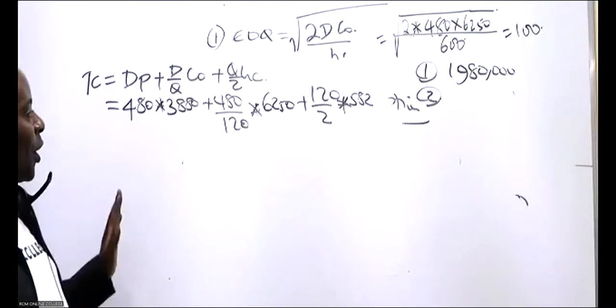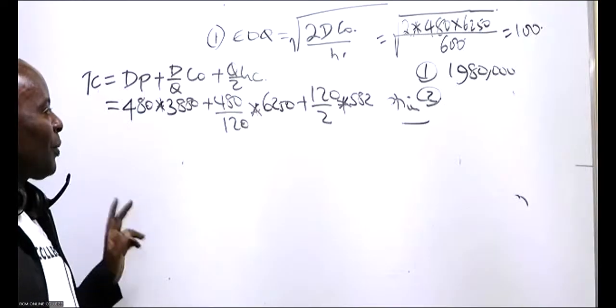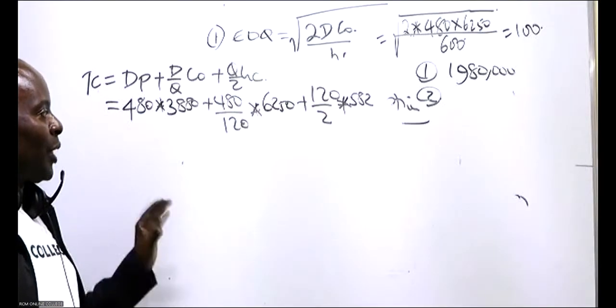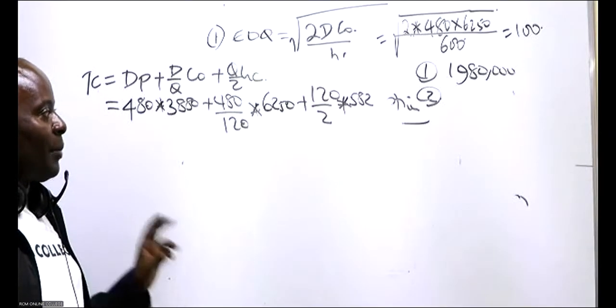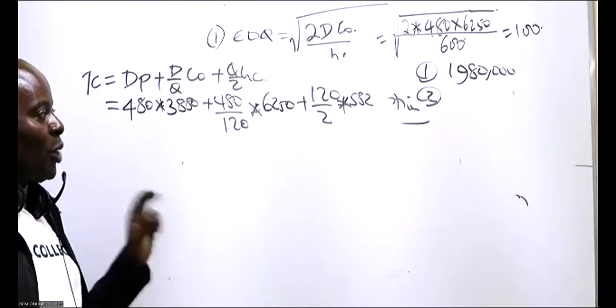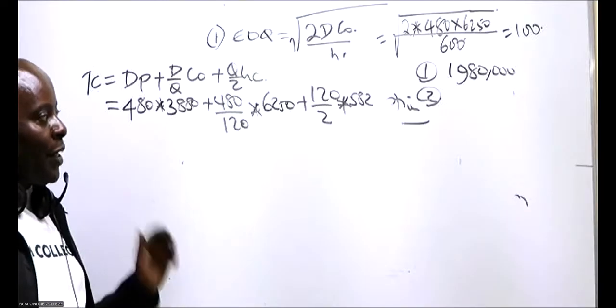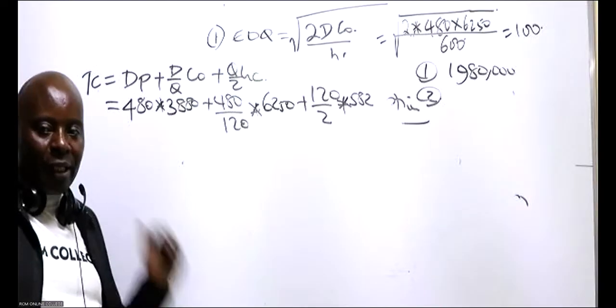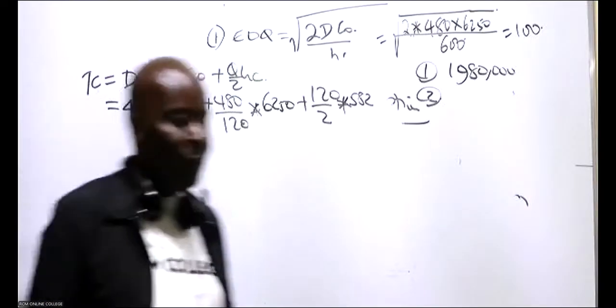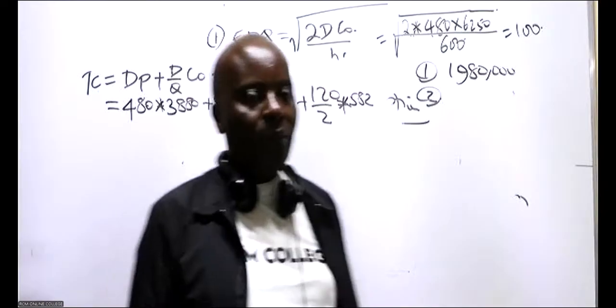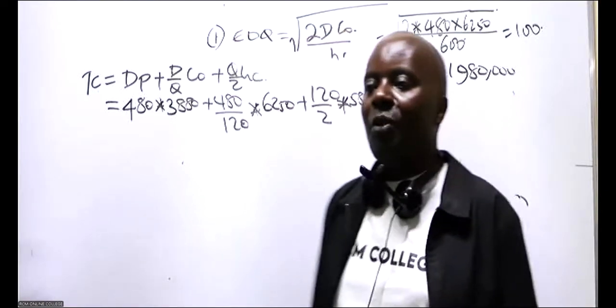So you just use your calculator once. You say 480 times 3880 plus 480 divided by 120 times 6250 plus 120 divided by 2 times 582. Then you give me the total cost there. 300.